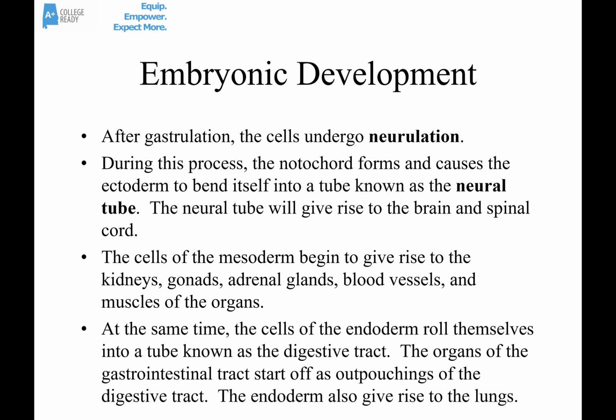The cells of the mesoderm go ahead and give rise to the kidneys, the gonads, the adrenal glands, the blood vessels, and the muscles of the organs. And at the same time, the cells of the endoderm roll themselves into a tube known as the digestive tract. The organs of the gastrointestinal tract, the GI tract, start off as outpouchings of this digestive tract. The endoderm will also ultimately give rise to the lungs.